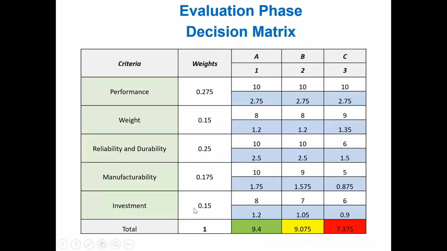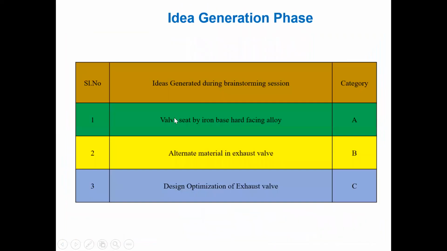So what are we going to get here? Since we have only 3 ideas, we need to select the top ideas. The 10 points here have been given by the top management or the cross functional team. Based on that, you need to rate which is the best idea. So you're getting 9.4 for the first idea, which is nothing but the change of the hard facing alloy in the wall sheet.